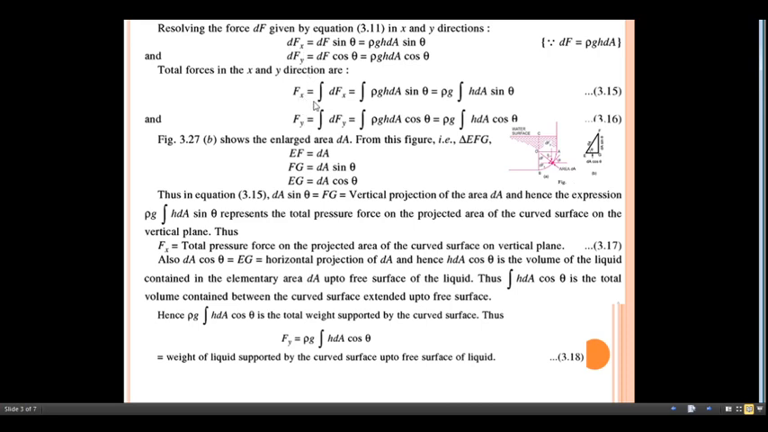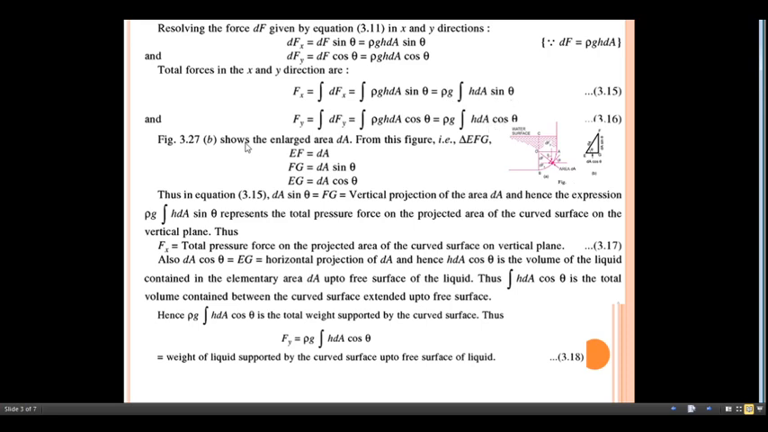We can get the total force value. So Fx is nothing but the integration of dFx, which equals this term, as it is. So just take this ρg outside of the integration sign, and the remaining term just write inside the integration sign: h into dA into sine of theta. Similar case for the Fy.